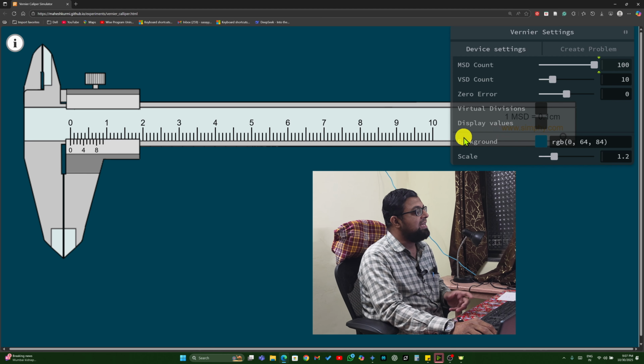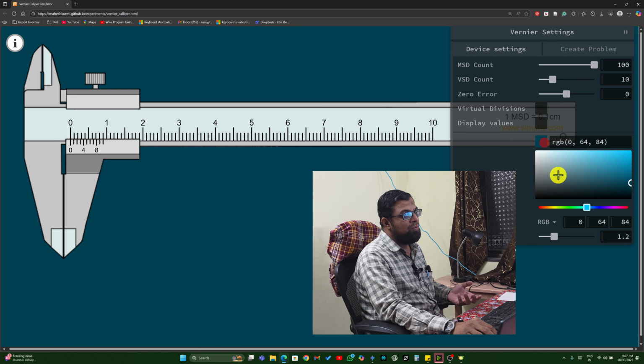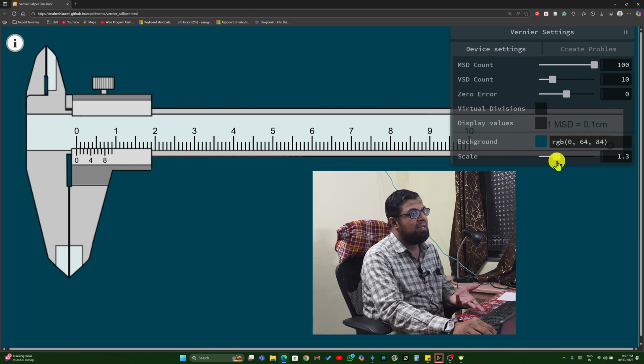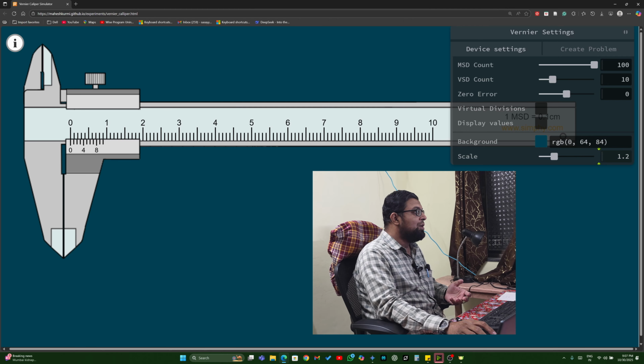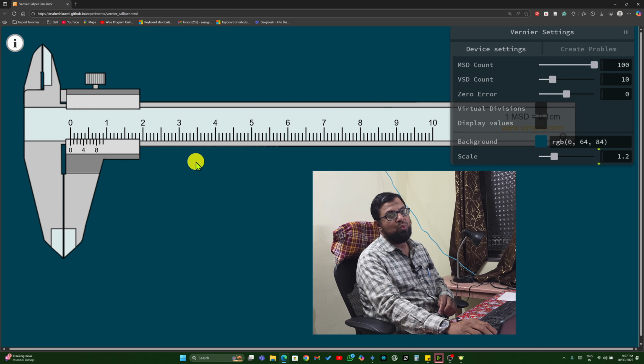Then background color we can change here. I will keep it as it is, but if you want you can change the background color over here. Then scale we can change here, say we can make this 1.3, 1.4 times, whatever it may be. Say I will keep it as 1.2 for example. So this is our Vernier caliper which we regularly use.